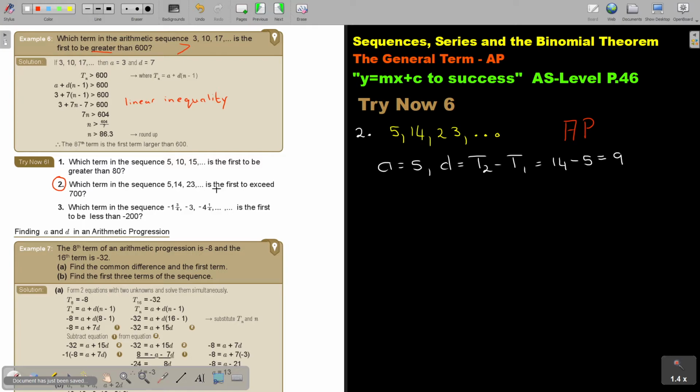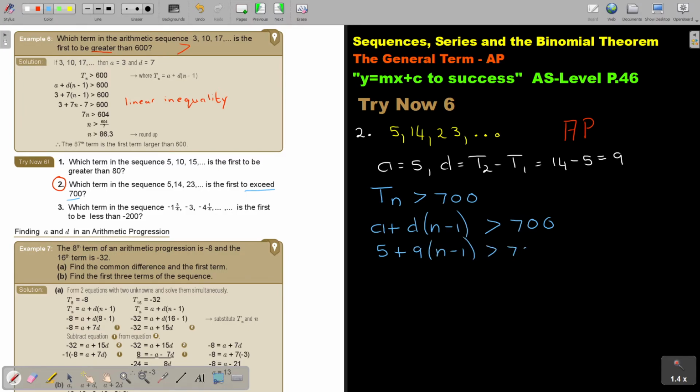And then the first to exceed, okay? So first to be less. I should have actually taken less, but it doesn't matter. So I'm saying that Tn is exceed, means greater, so bigger than 700. Now what is Tn? It's A plus D bracket n minus 1. So in the place of A, I put 5. In the place of D, I put 9. N minus 1, bigger than 700.